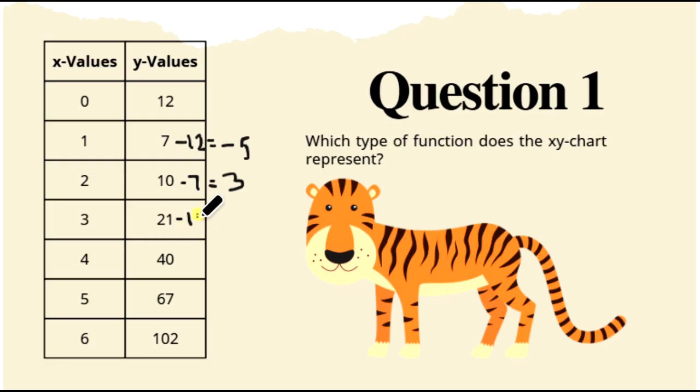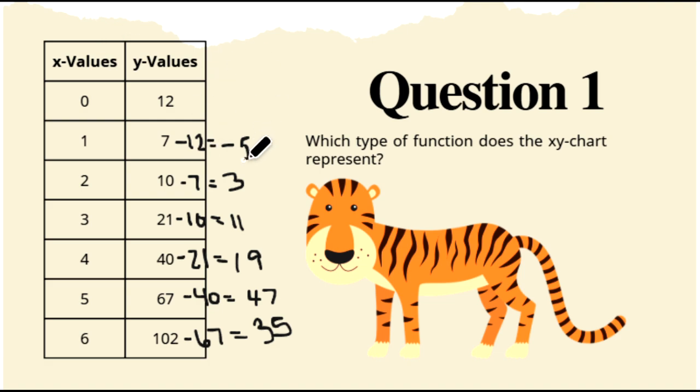21 minus 10 is going to give us 11. 40 minus 21 is going to give us 19. 67 minus 40 is going to give us 47. I'm probably getting these wrong. I'm not good at math. 102 minus 67, I am totally getting my calculator for that because I doubt myself. Let's see. 102 minus 67 equals 35. Okay, well, obviously, we don't have a linear because these are not all the same number.